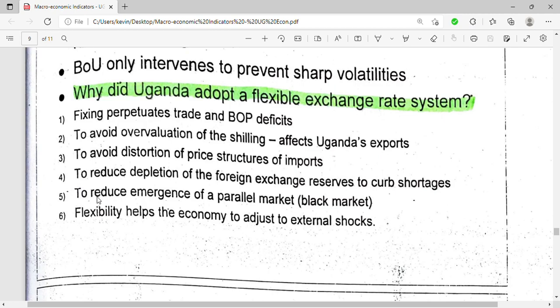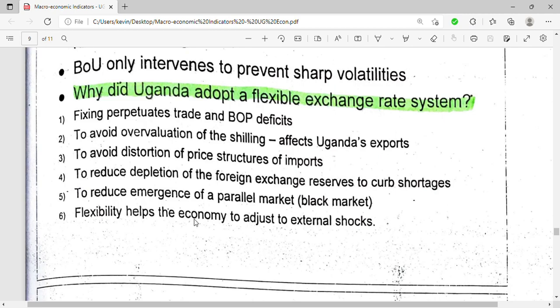And another reason is to reduce the emergence of parallel markets like the black market. Once you set the exchange rate that is low, it will lead to black markets, whereby people can sell things somewhere else where the exchange rate is high. So it will lead to black markets.